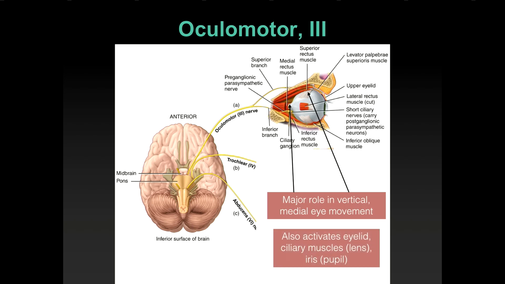Other functions is that we control the eyelids with this muscle, opening the eyelids. And the ciliary muscles that help focus the lens, and the iris, which changes the aperture of the pupil to allow light in to be sensed by the optic nerve. All of this motion in the eye is due to the oculomotor nerve.